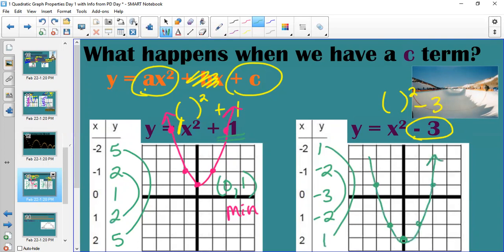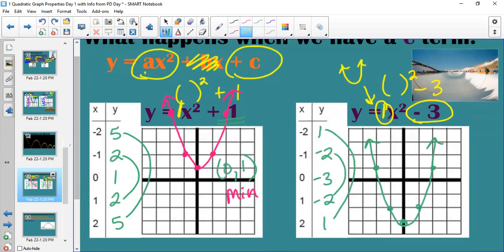All right, so let's talk about some of the properties again. Our A term was 1. That means it's going to open up with a smiley face, so we have a minimum. Our vertex is a minimum. And our vertex, again, is not at 0, 0. Because it was a -3, it shifted our graph down 3. Our vertex is 0, -3.